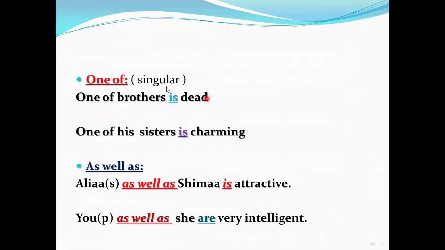Here "is" is singular, one of the brothers. So I talk about one of them, not both. So it will be: one of the brothers is, one of the sisters is charming. As well as Ale is singular, as well as Shaime is attractive. So here I talk about Ale, so the verb here agrees with Ale.